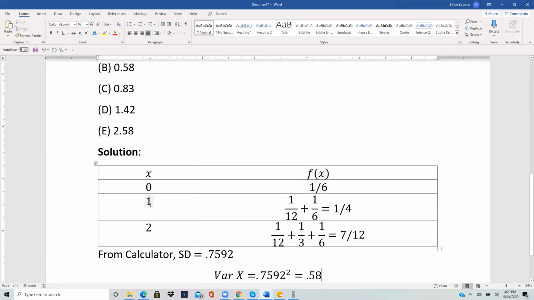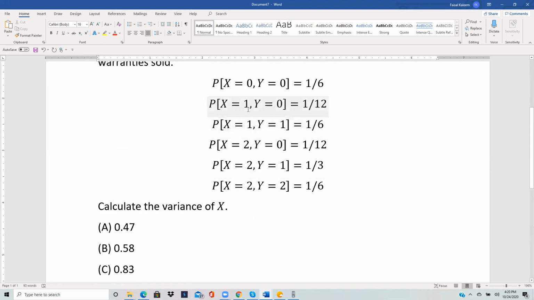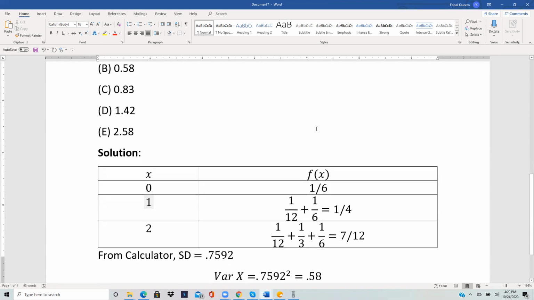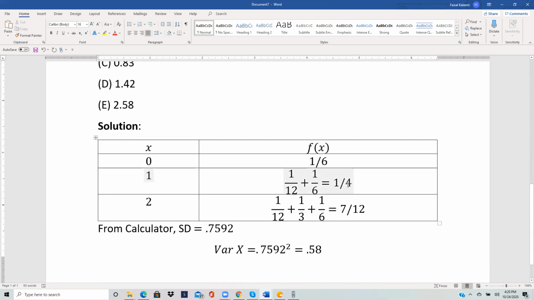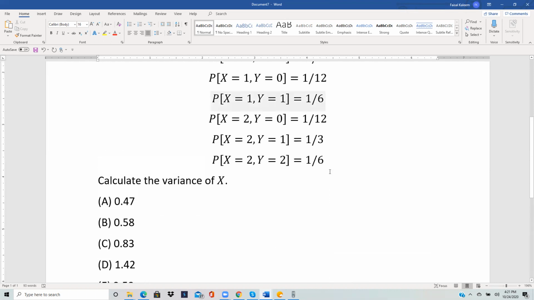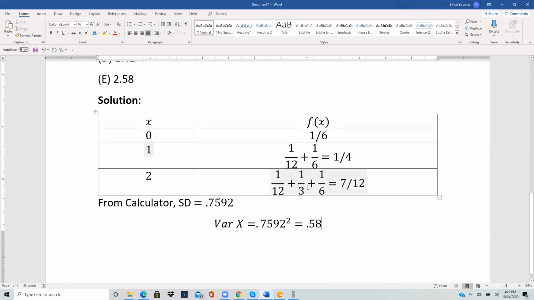And then for X equals 1, X equals 1 occurs in these two values. So you add up these two values to get the probability for X equals 1. So that's 1/12 plus 1/6. Yeah, 1/12 plus 1/6 gives us 1/4. And then X equals 2 occurs in these three places. So you add up these three probabilities, 1/12, 1/3, and 1/6, to get the probability for X equals 2. And now we have the probabilities of all the three X values, and we can use the calculator.